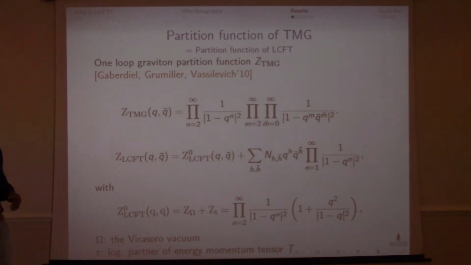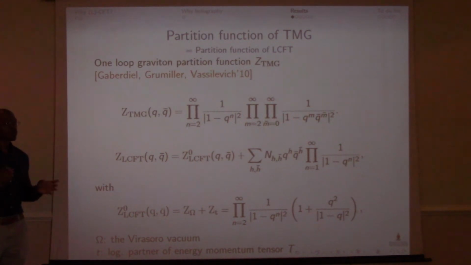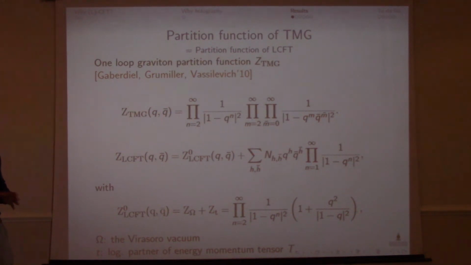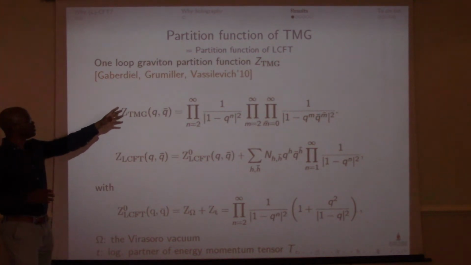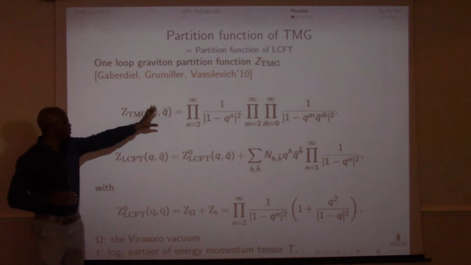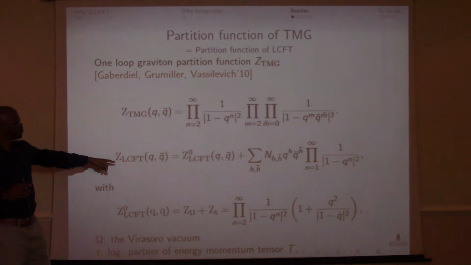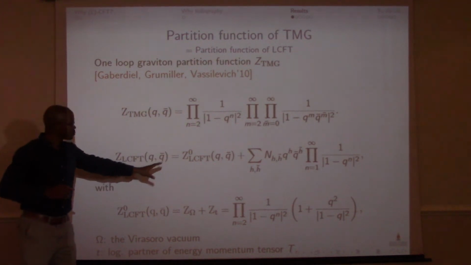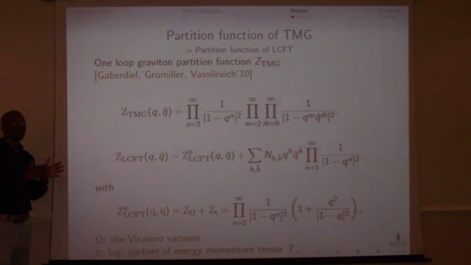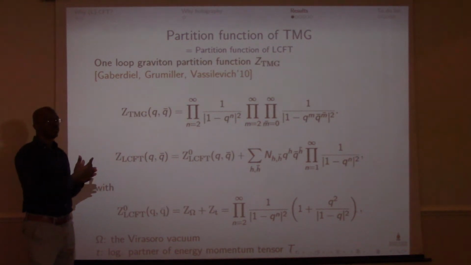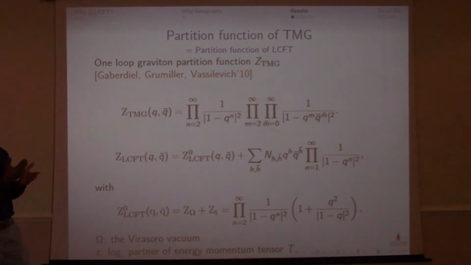And we started by looking at the graviton partition function of topologically massive gravity. This was computed in 2010 by Carvalho, Grumiller, and Vassilevich. And this is how it looks. And it was given a CFT interpretation, which appears here. So in this case, on the gravity side, the graviton has a logarithmic partner. And this reflects on the CFT side by the energy momentum tensor having a logarithmic partner as well.